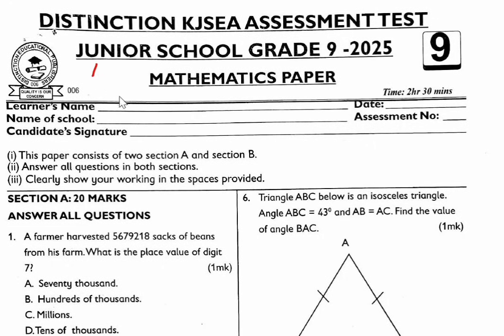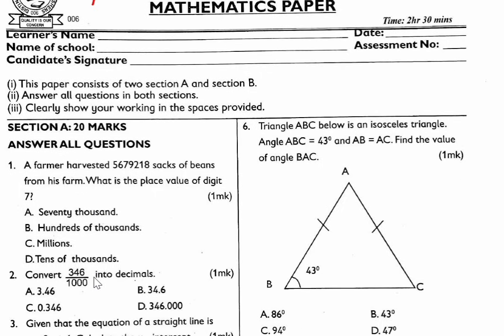Many of you requested for this paper, and in this video, we're going to look at mathematics paper, that is Distinction 006. Kindly grab a piece of paper, a pen, a calculator, and let's dive in, revise, and prepare. So we're going to start with section A, which has 20 marks.